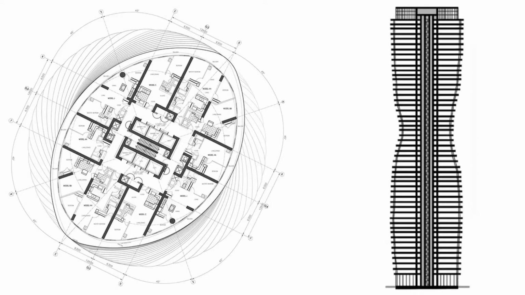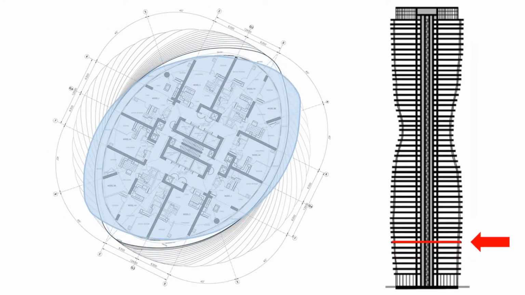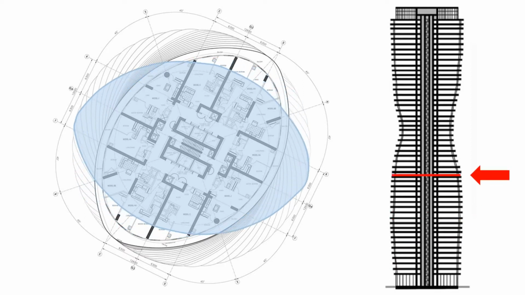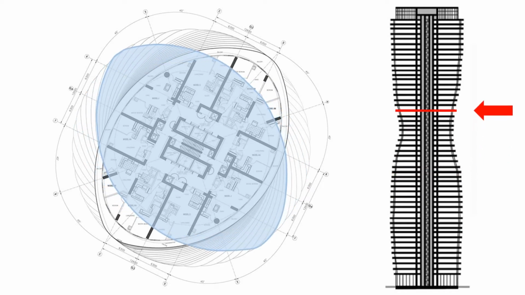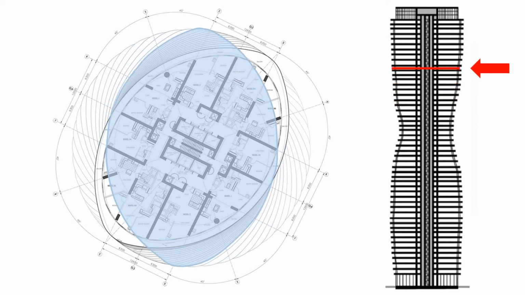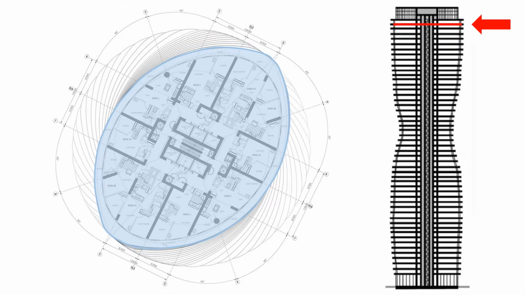It starts to twist from below and increases its rotation initially by 1 degree to a maximum of 8 degrees rotation per floor, for a total cumulative floor plate rotation of 209 degrees. The building's vertical middle section represents the maximum 8 degrees rotation.